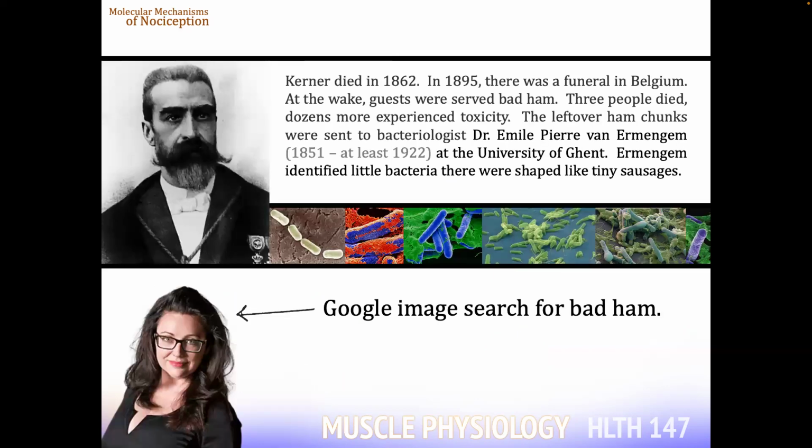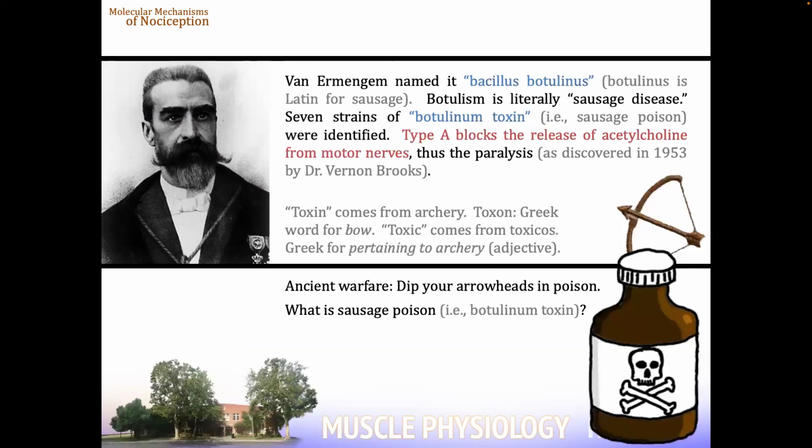So Kerner dies. He doesn't figure out how it works. But then some Belgians ate bad ham, improperly cooked ham, and the same thing happened. Some people die. Other people don't quite die, but come close with paralysis, and so the meat is sent to the University of Ghent, where this well-mustached professor studies it. And he looks at the little culprits under a microscope, and wouldn't you know it, they look just like sausages. I mean, Kerner was right. It really is sausage poison. So he calls it the same thing as Kerner did. He calls it literally sausage poison. He just used the Latin for sausage, botulinus.